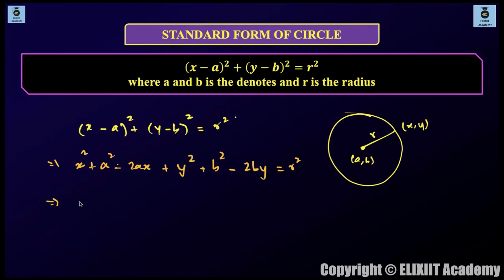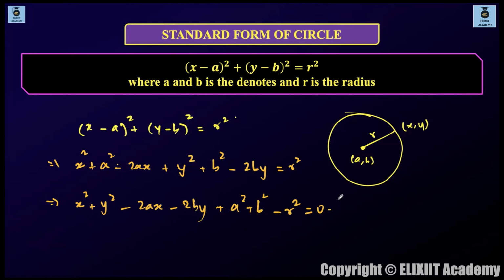Right? So what is left out from here? x square plus y square is there. Then what is left out? Minus 2ax minus 2by, and then the remaining constant part. What is the constant part remaining? a square plus b square minus r square. That is the constant part which is left out.